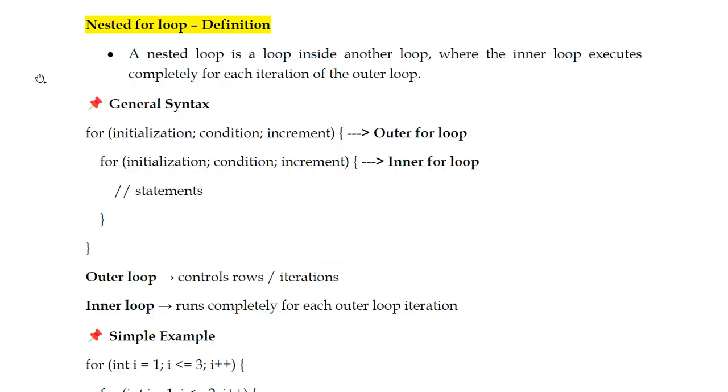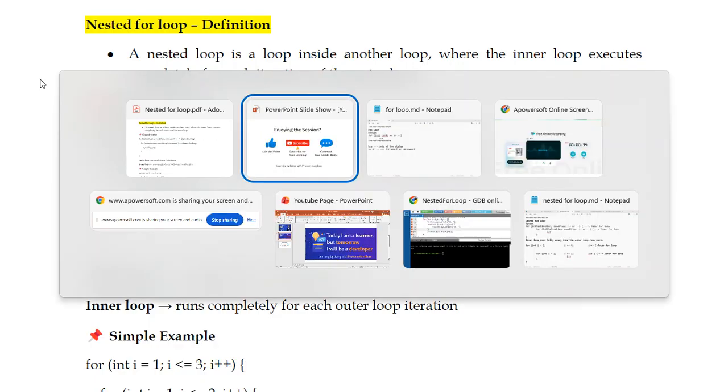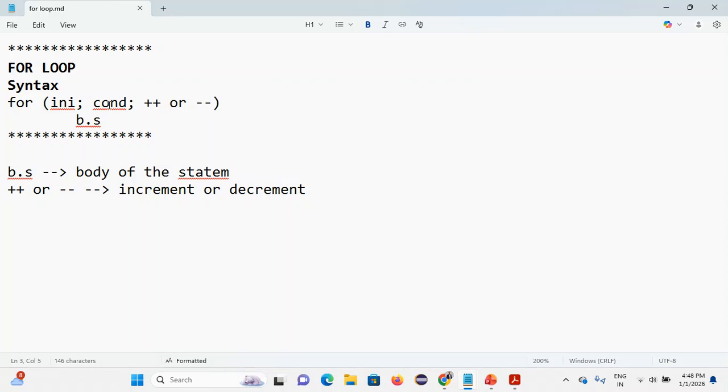So first of all, what is a nested for loop? Within a for loop, we are going to use another for loop. For the general syntax, you know about the for loop: initialization, condition, increment or decrement, and the body of the statement.